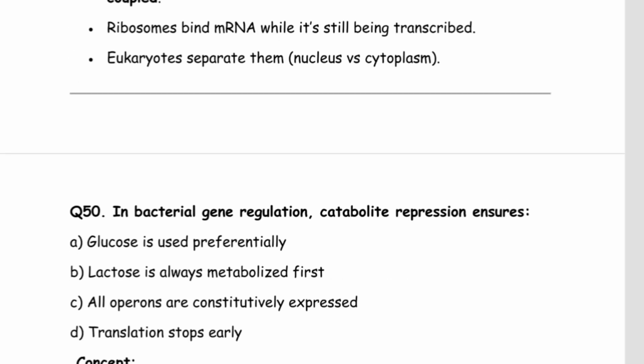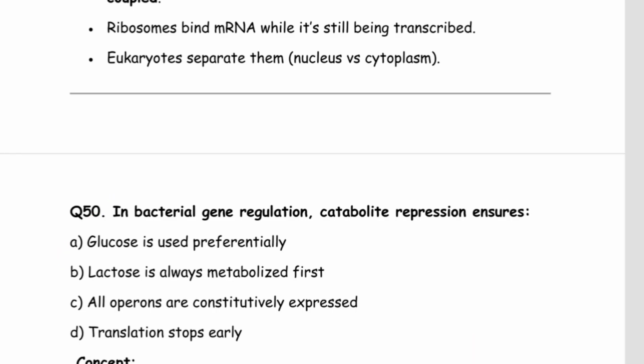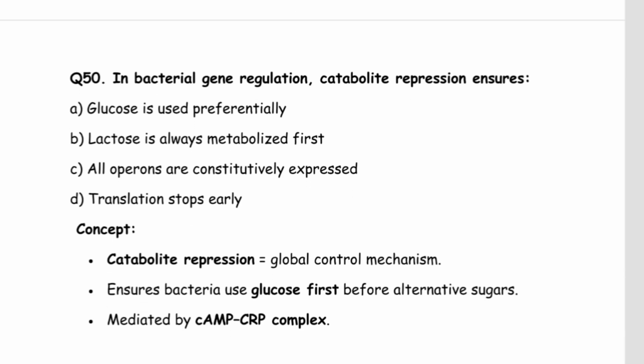Now last question, in bacterial gene regulation, catabolite repression ensures A. Glucose is used preferentially, B. Lactose is always metabolized first, C. All operons are constitutively expressed and D. Translation stops early. Correct answer is A, glucose is used preferentially. This is a role of catabolite repression. What is catabolite repression? It is a global control mechanism. It ensures glucose is used first even if alternative sugars are present, and it is mediated by the CRP complex.